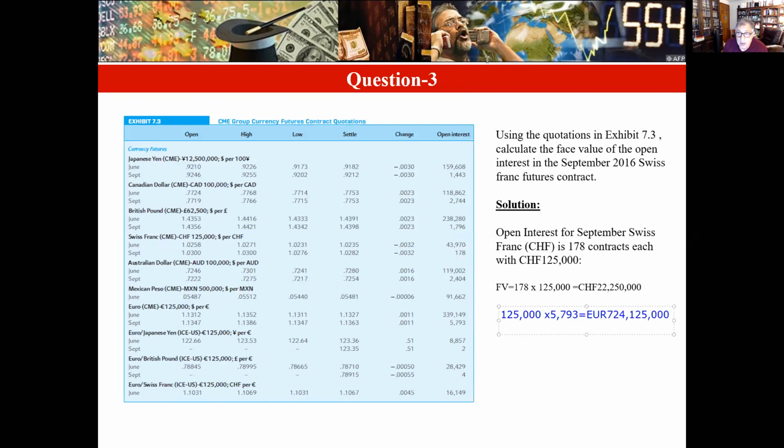Okay. So this is the concept of open interest and also calculating the face value of the contract. So there are contracts for a face value or notional principal of 724,125,000 as of that particular day. All right, now let's move on to our next question.